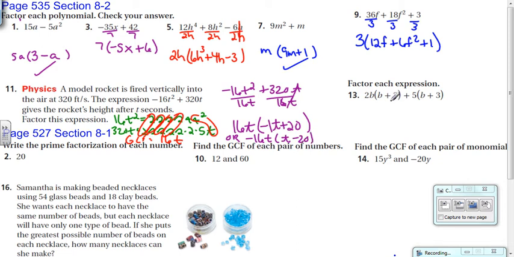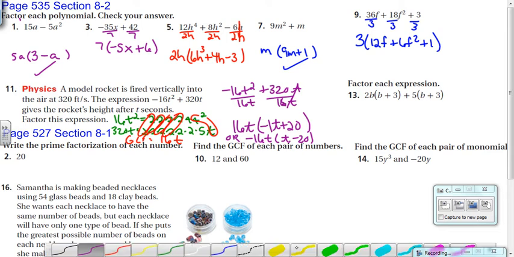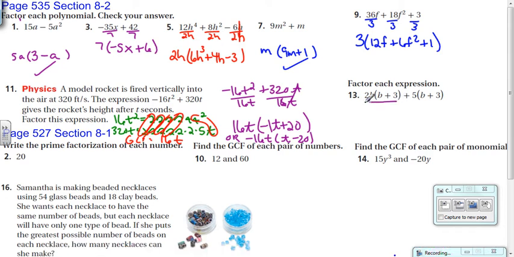For number 13, that is not factored because I have a plus sign outside of the parentheses. Factoring means you have to write multiplication problems. So because I have that plus sign out there, it's not factored. So I look at each separate multiplication problem. 2b times b plus 3, 5 times b plus 3. The greatest common factor is b plus 3. So I can divide each term by b plus 3. So the b plus 3's are going to cross out, and that leaves me with what's in my second set of parentheses. What's left over is the 2b and the 5.